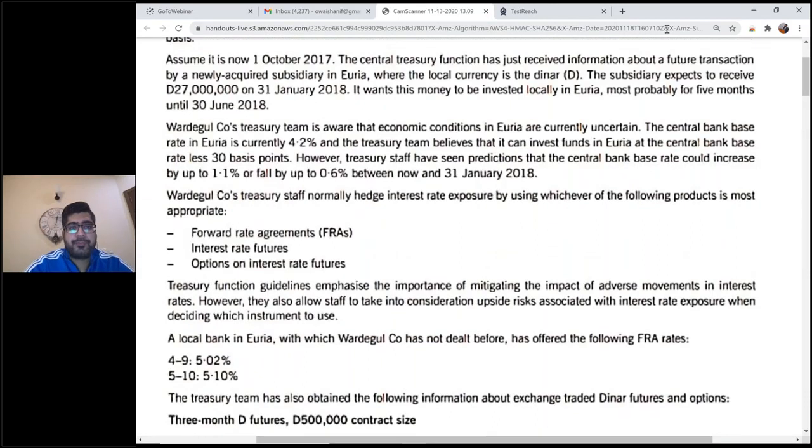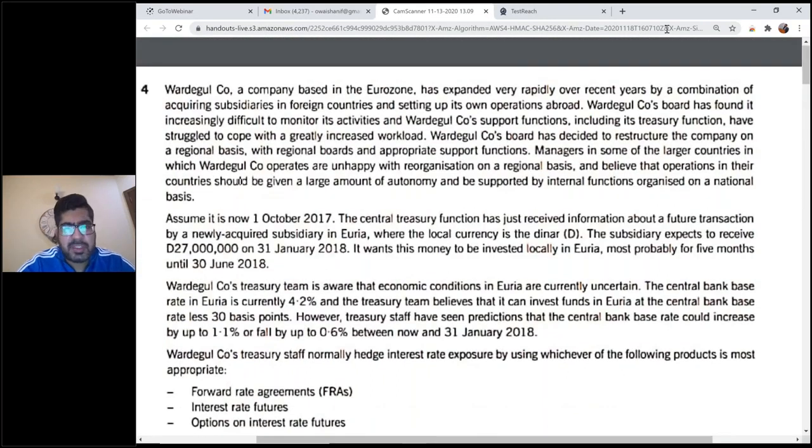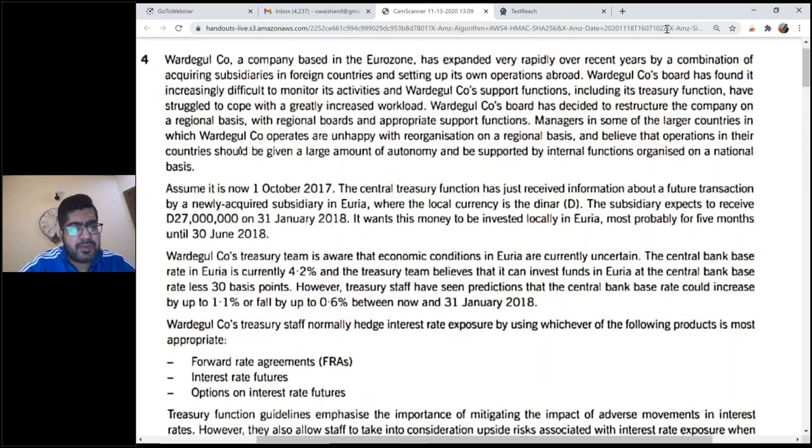Going back to the question. The first paragraph said the firm was based in the Eurozone. Second paragraph, assume it is now 1st October. The central bank has received information about a future transaction by a newly acquired subsidiary where the local currency is dinar. The subsidiary expects to receive dinar 27 million on 31st January 2018. It wants this money to be invested. Invested means deposited or borrowed. It wants this money to be deposited, most probably for 5 months until 30th June.